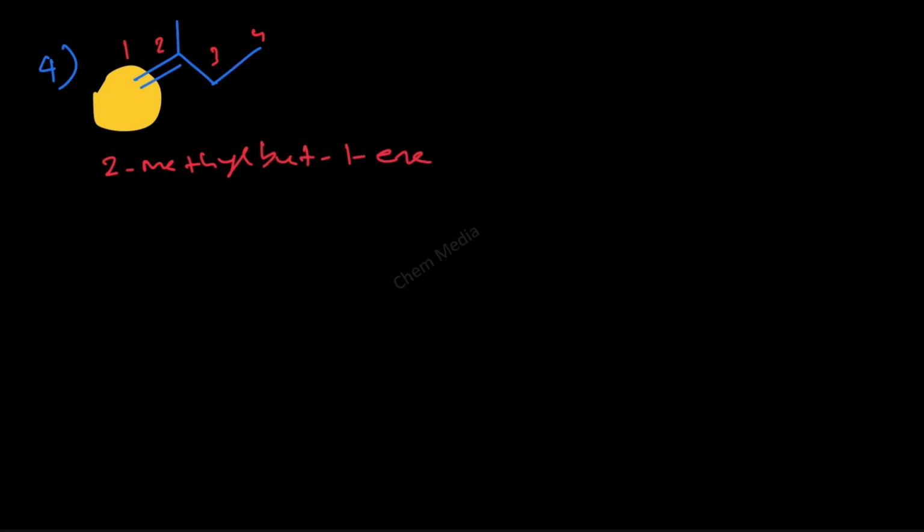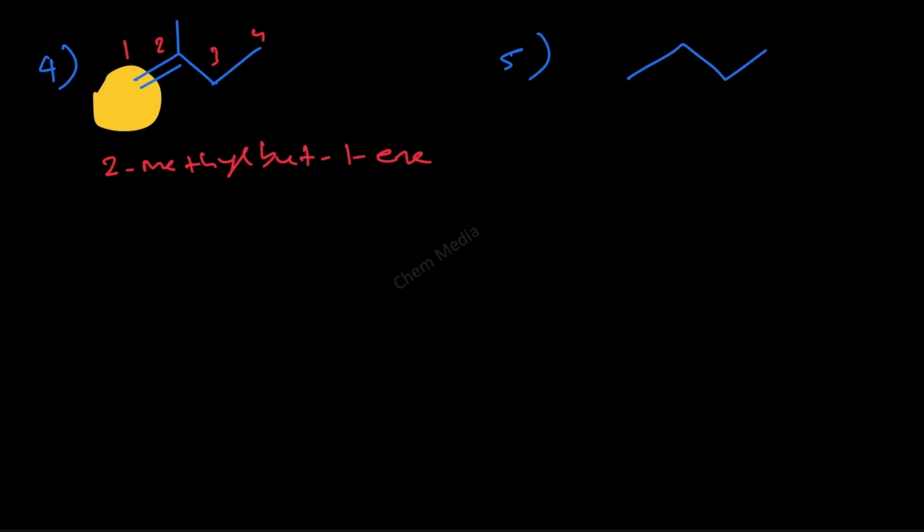That would be 1, 2, 3, 4, double bond at 1 position and a methyl group at 2 position. Geometrical isomerism is not possible for this because we have 2 hydrogen atoms on the same side. It's a terminal alkene. Therefore, geometrical isomerism is not possible. And the IUPAC name for this molecule is 2-methylbut-1-ene. And then number 5, we can also write 3-methylbut-1-ene, isn't it?